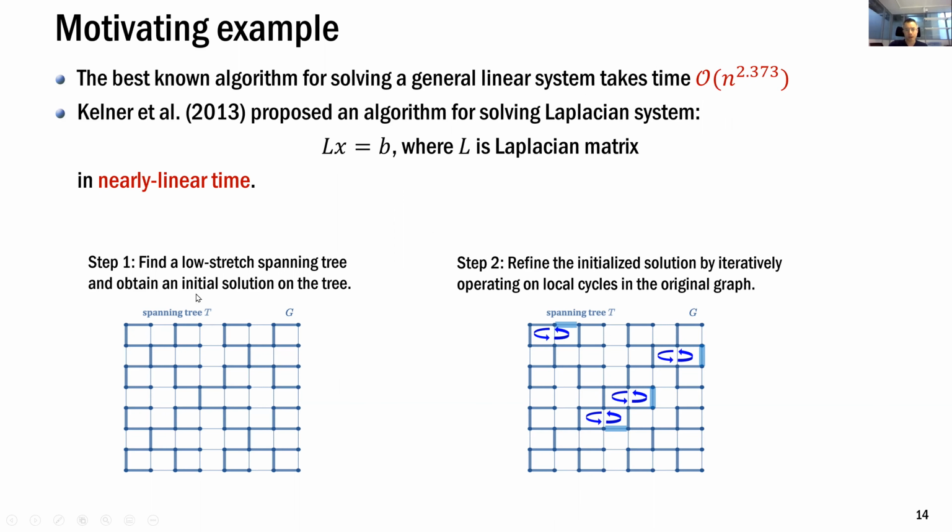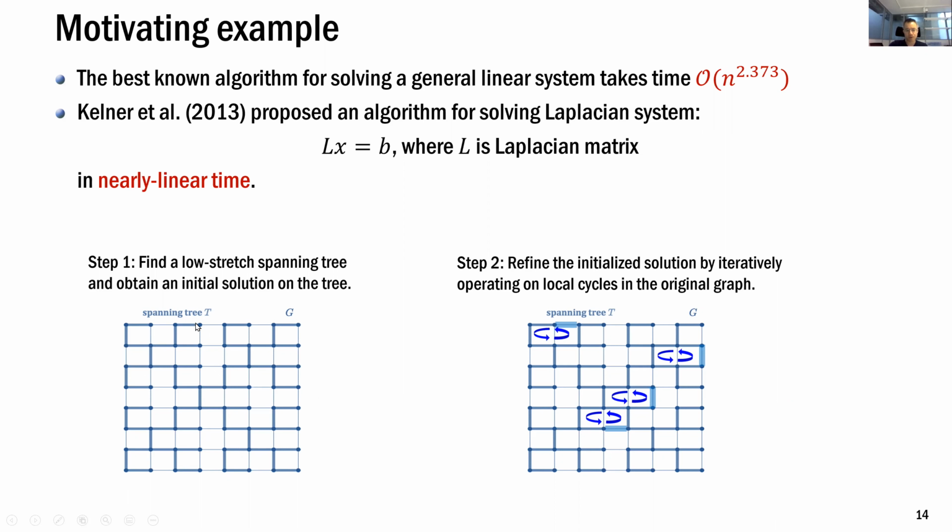But Kelner et al. have designed a near linear algorithm. This algorithm has two steps. The first step is to find something called the low stretch spanning tree of the graph. What it means is that, for instance, if the original graph is the grid structure, the spanning tree is going to be this graph with thicker edges.